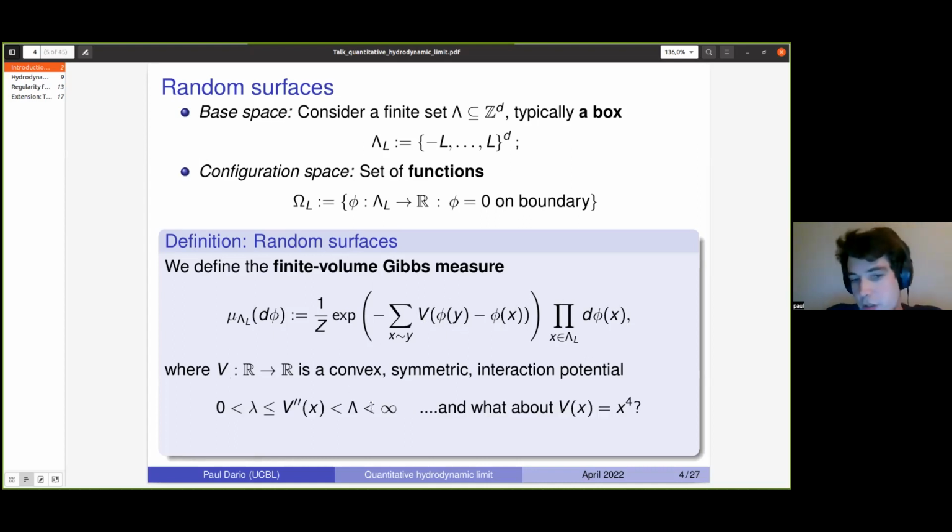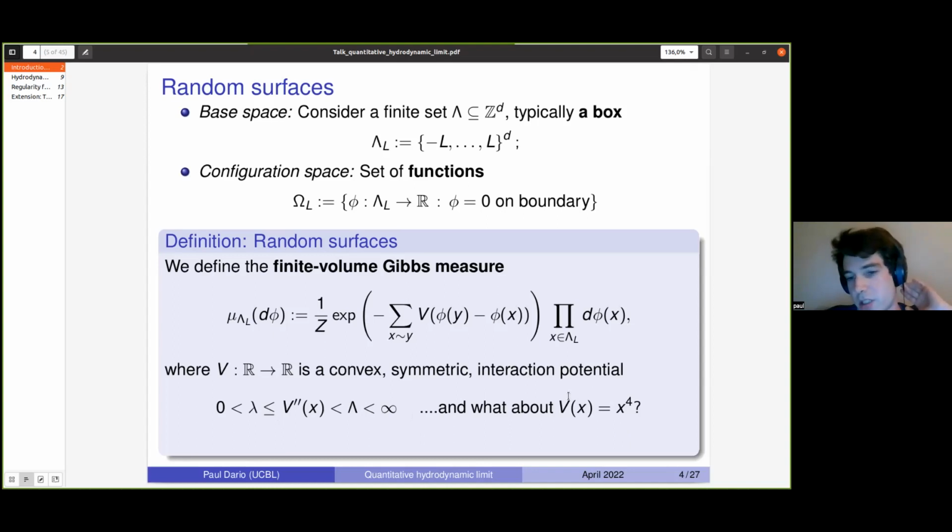This raises a question: we will be able to say very precise things under these assumptions, but what about other potentials V? I will try to discuss the case of V of x equal x^4. When you compute the second derivative, it gives you 12 times x squared. And x squared is equal to 0 at 0, so it violates this assumption, and it is infinity at infinity, so it violates this assumption too.